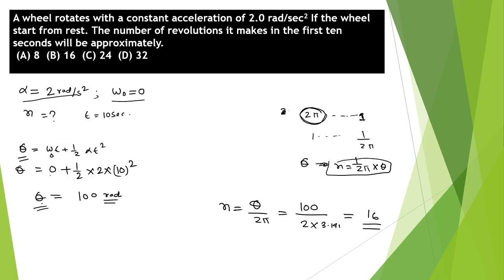Now that you have the value of theta, you can easily find the number of rotations. How can we find it? The number of rotation can be found by using the formula n equals theta by 2 pi. If I solve it, the answer will be 16. So the number of rotation here is 16. Okay.